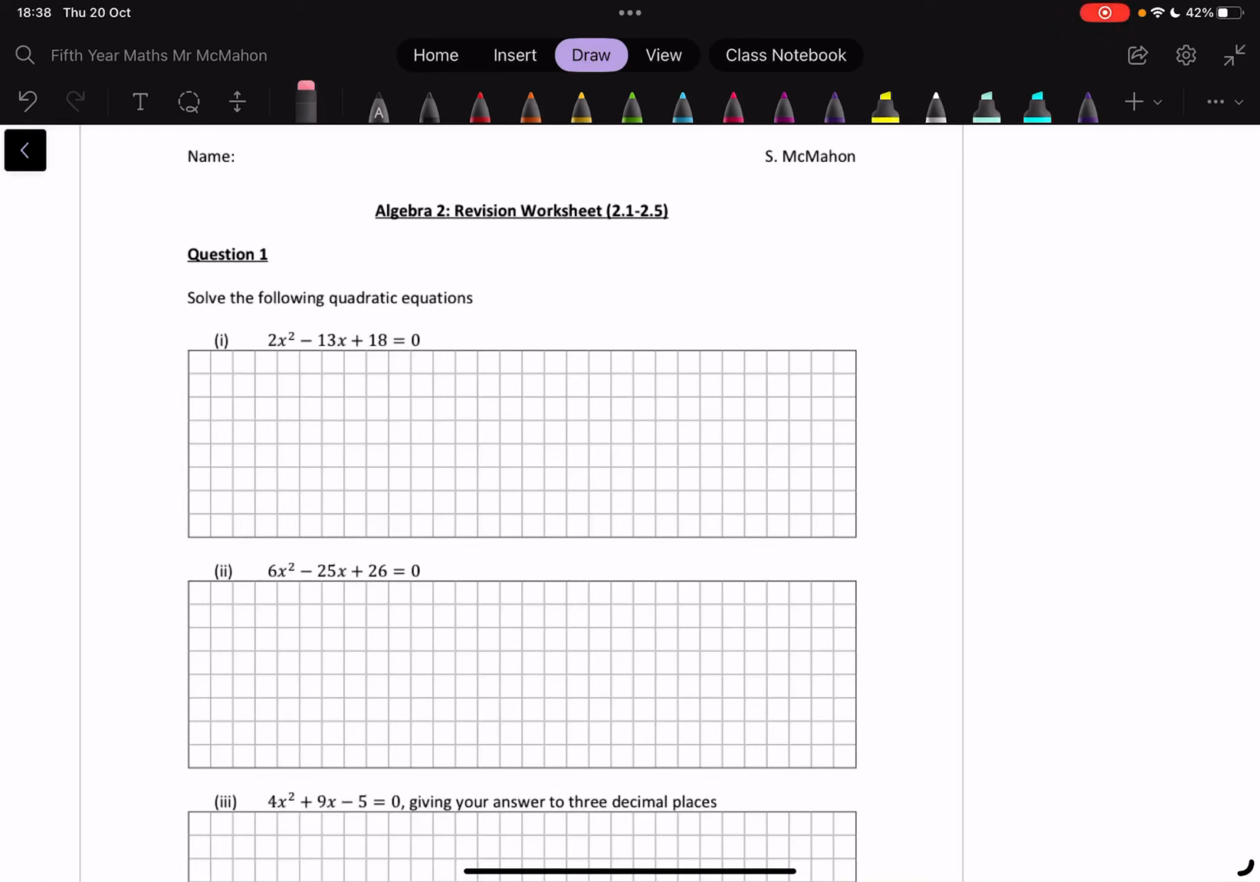So for question 1, we are looking to solve some quadratic equations. To solve the first one, 2x squared minus 13x plus 18, we can multiply 2 by 18, and that will give us 36. And we are looking for two numbers that will multiply to give us 36 and add to give us 13. Those two numbers are going to be 4 and 9, so minus 4 and minus 9.